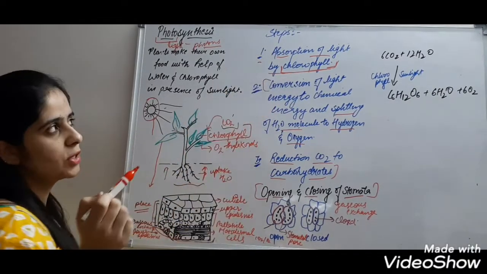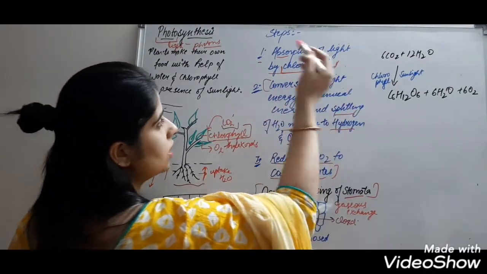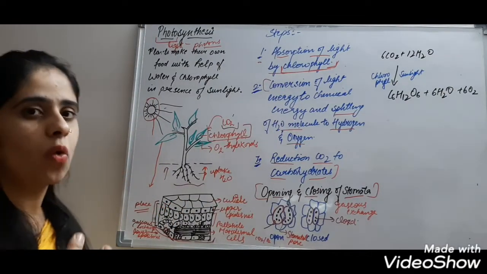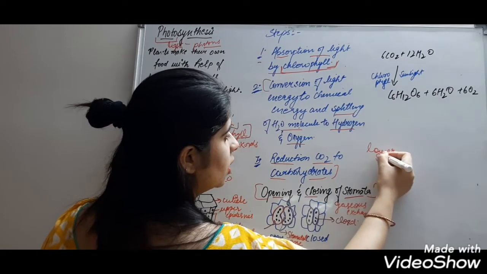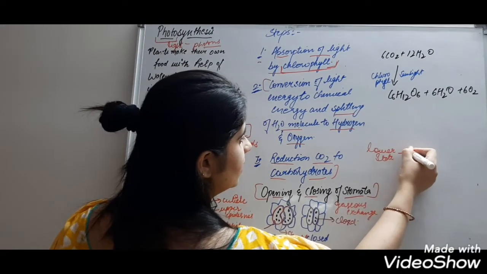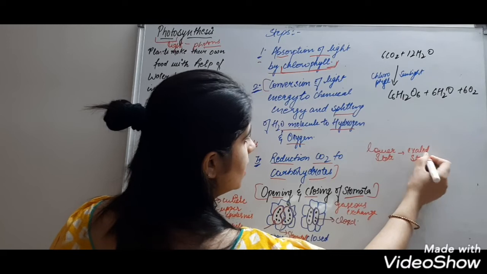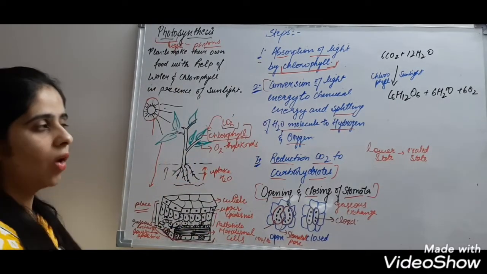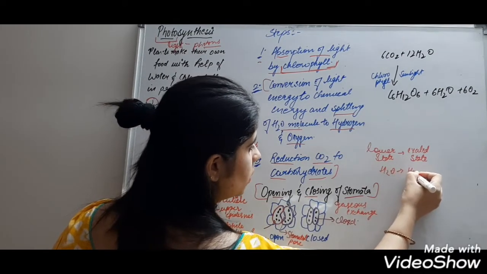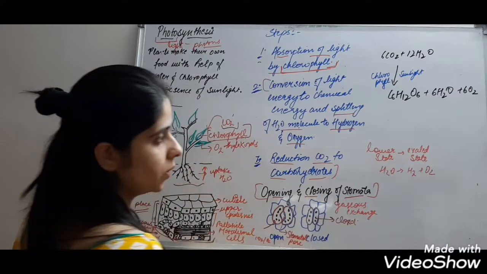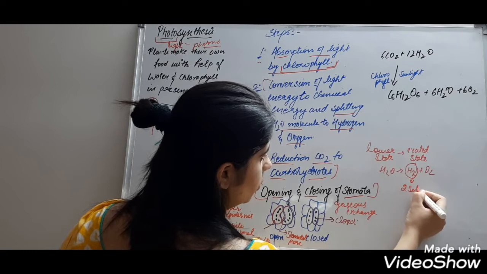The first step was absorption of light by chlorophyll. What happens when the photons come to the chlorophyll? The electron goes from the lower state to its excited state. This electron causes the splitting of water into hydrogen molecules and oxygen molecules. Actually, these hydrogen molecules are two sets of electrons.